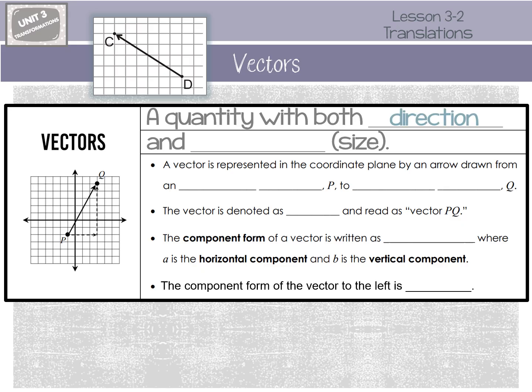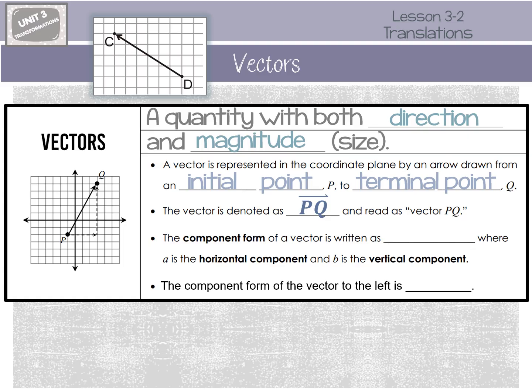Vectors. A vector is a quantity with both direction and magnitude, which is size. A vector is represented in the coordinate plane by an arrow drawn from an initial point, P, to a terminal point, Q. So one is shown in the diagram to the left. The vector is denoted as vector PQ. It's like a ray symbol, but it only has the top part of the arrow. That's what makes it different from a ray, because this does have an ending point, a stopping point, the terminal point. It does not keep going like a ray does.